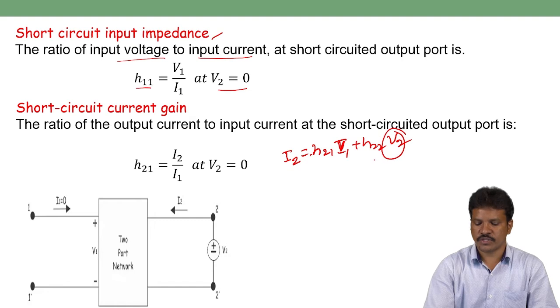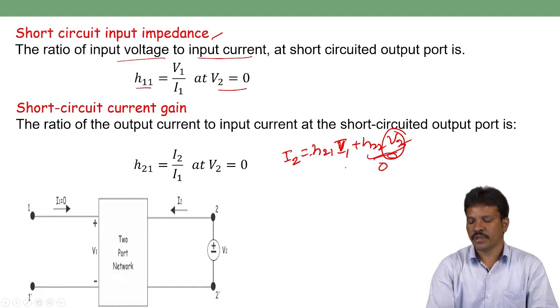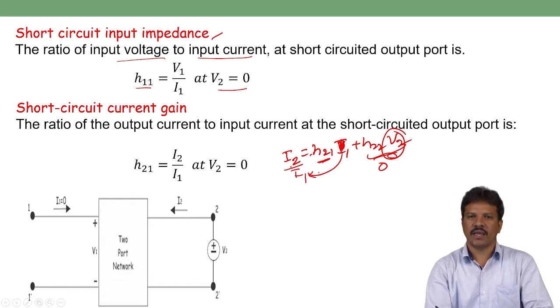By V2 equal to 0, the second term gets 0. When it gets 0, then we only have H21 into I1. So what is H21? It is the ratio of I2 by I1.